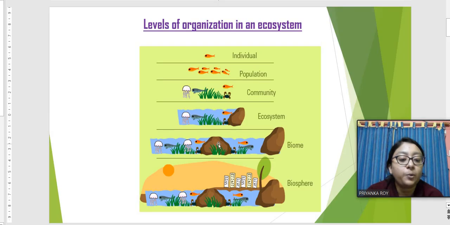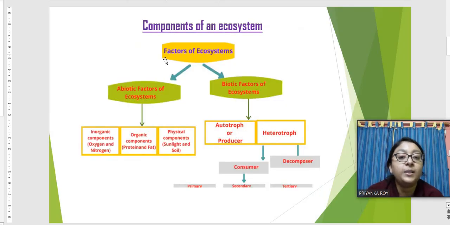So if we can tabulate it in this manner, it will be seen that the factors of ecosystems are either abiotic or biotic, and in abiotic factors we can consider the inorganic components like oxygen, nitrogen, different gases, the organic components like the proteins and fats, as well as the physical components like I already said, the sunlight, the soil, the temperature, the air, water, etc. These are also the abiotic factors.